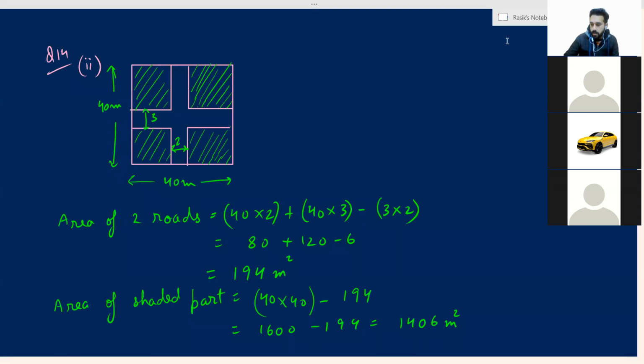Have you done question 15? Have you done question 15 and sent the answer in the group? Yes, sir. Question number 15, first part I have done. Second remains. Sir, done and sent.